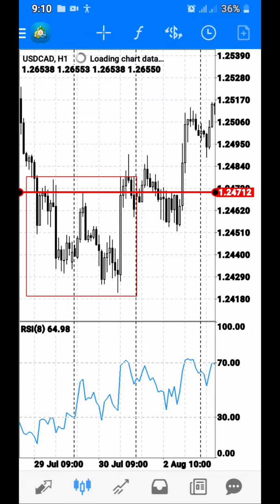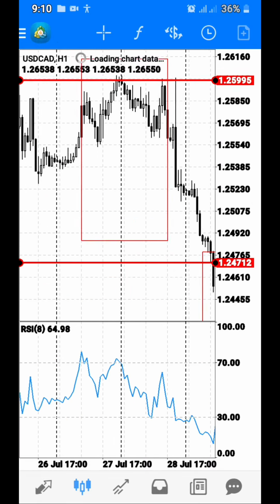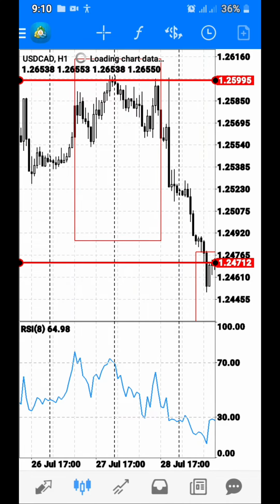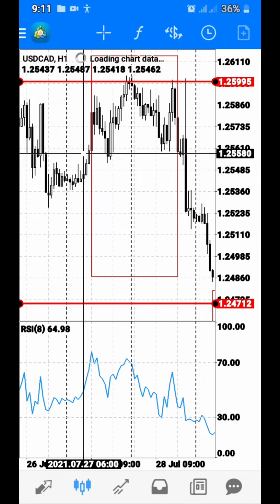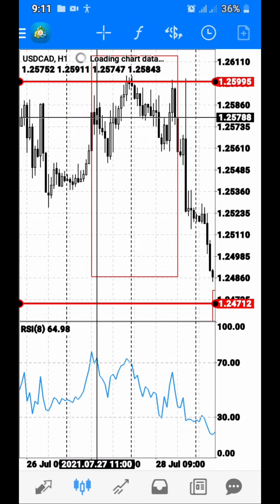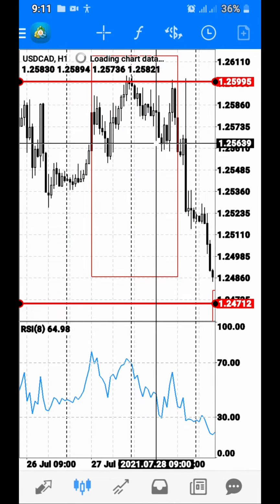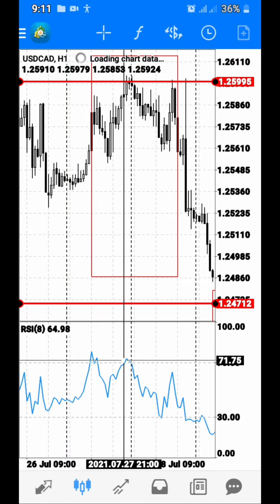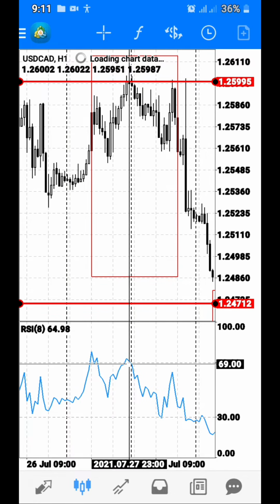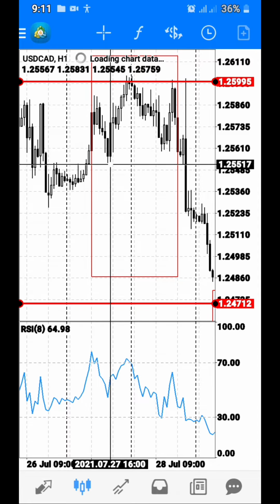Let's try and see if we can see another example. Okay, we have another one here. Let's look at this point. Look at the market structure. The market is making higher lows, higher highs. But what was the indicator doing? Higher lows, lower lows. The indicator was not making what price was making. The price was making higher highs.